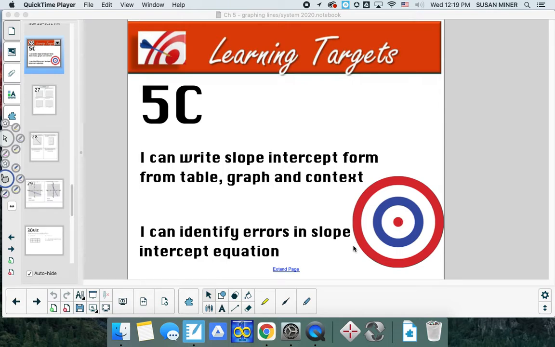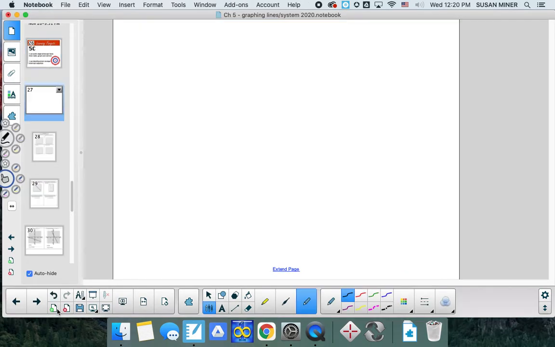Also in today's lesson, we want to be able to identify errors in a slope-intercept equation. So we're going to use our knowledge to look at some data and say, oh hey, this is where this data has an error in it. So not really new information, but trying to solidify everything that we've learned up to this point about our slope-intercept equation.